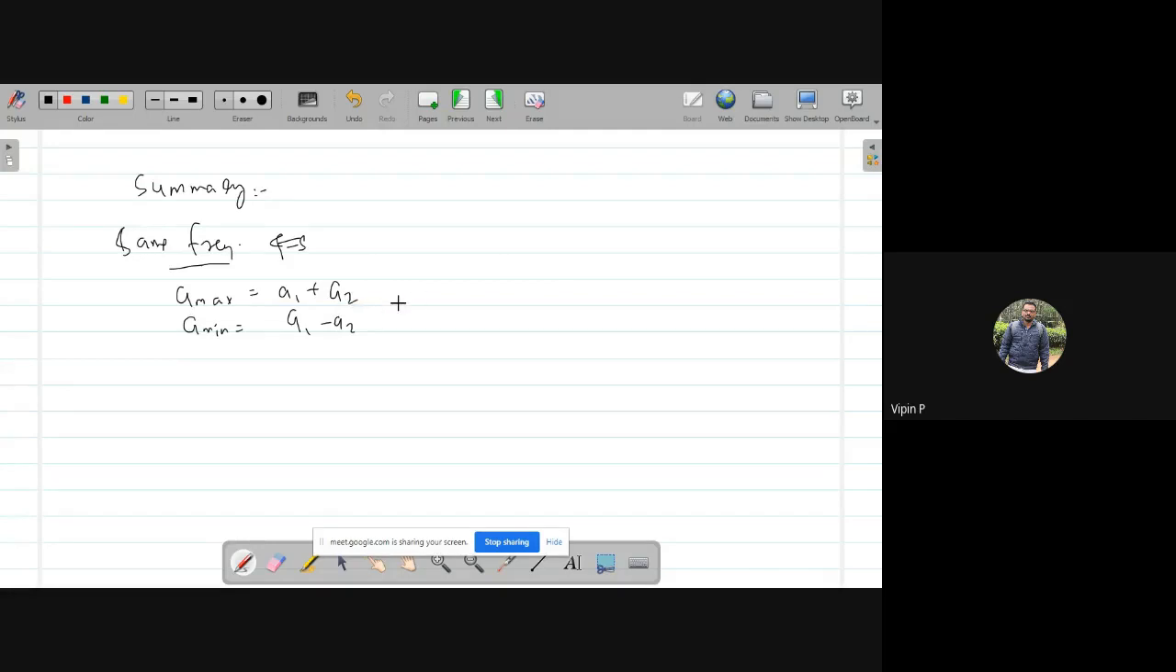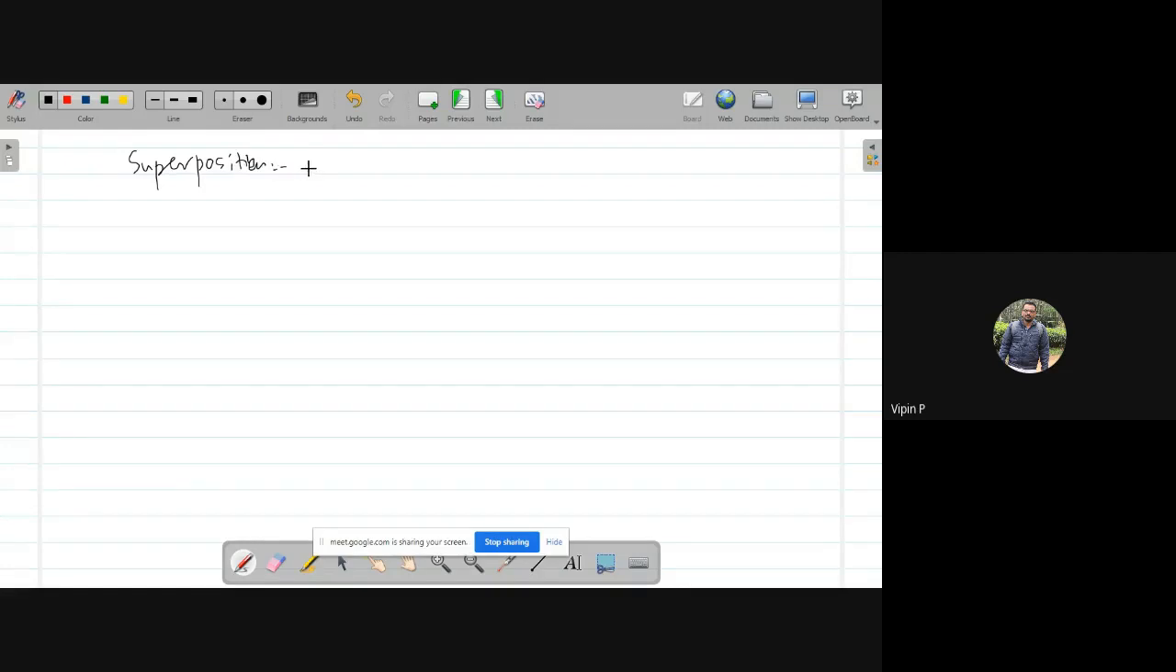And even if a1 is equal to a2, we can also have 0 amplitude as a resultant. Now again, let's go to the superposition, but here the difference would be different frequencies.